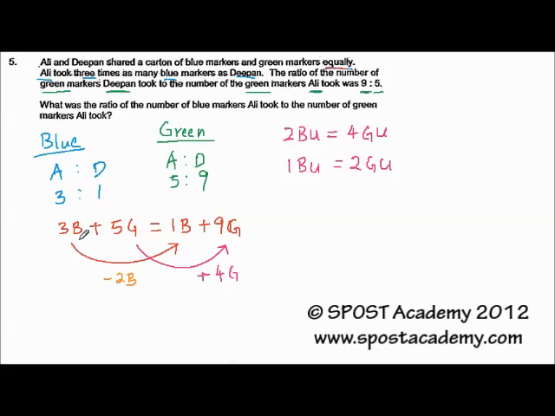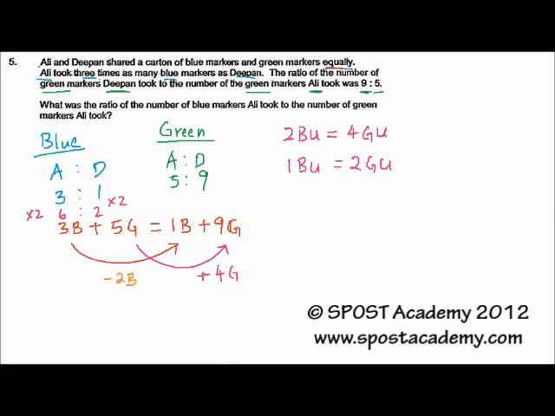Because if I give up 2 blue, from 3 I drop to 1, I will actually result in an increment from 5 green to 9, which is a plus 4. So based on this, every 2 blue units can be exchanged for 4 units of green markers. So 1 unit of blue markers is actually equivalent to 2 units of green markers. So from here I know that I need to times 2 throughout. So this will be 6:2.